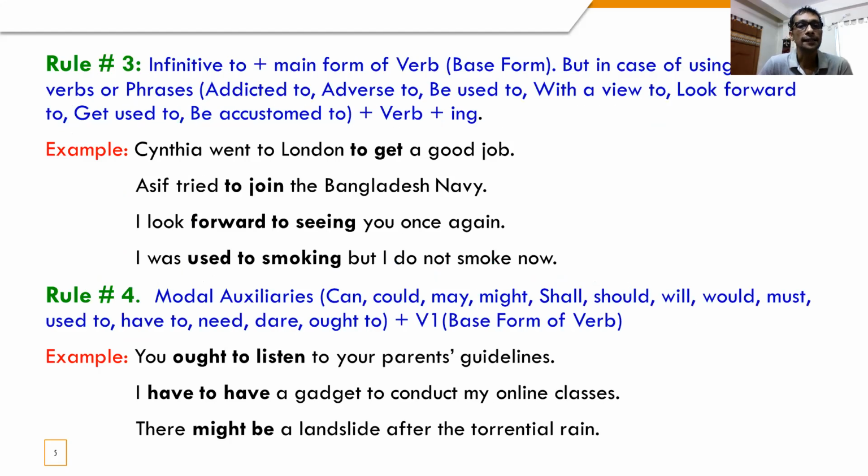Rule number 3. Rule number 3 is also very simple. Infinitive: to plus the main form of the verb. You will have to use to. When you use an infinitive, you have to use the base form or the main form of the verb, like this. But in case of verbs or phrases like addicted to, averse to, be used to, with a view to, look forward to, get used to, be accustomed to, then you have to use the participle, like verb plus ing. Very important rule. Look at the examples. Cynthia went to London to get a good job. Asif tried to join the Bangladesh Navy.